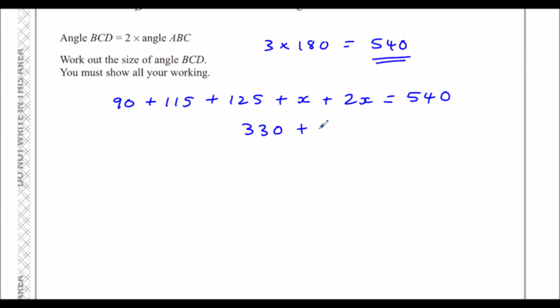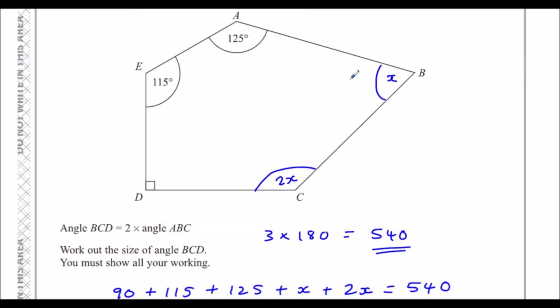And x plus 2x is 3x. So we want to get x by itself. We're going to take 330 off of both sides, which leaves me with 210. Now I'm going to divide both sides by 3 to get x by itself. And that gives me x is 70. So angle ABC is 70. BCD is twice that. So it must be 140.